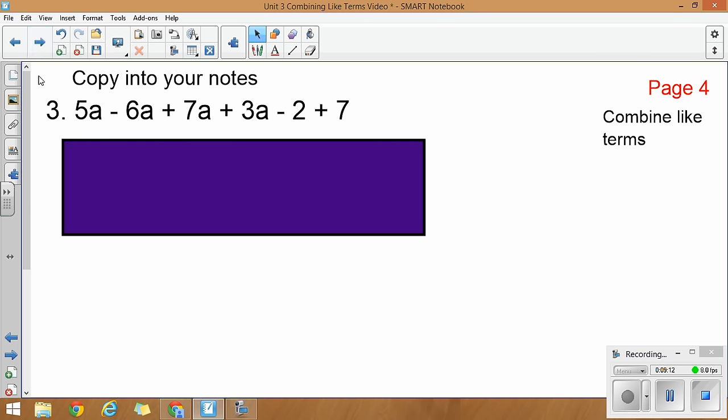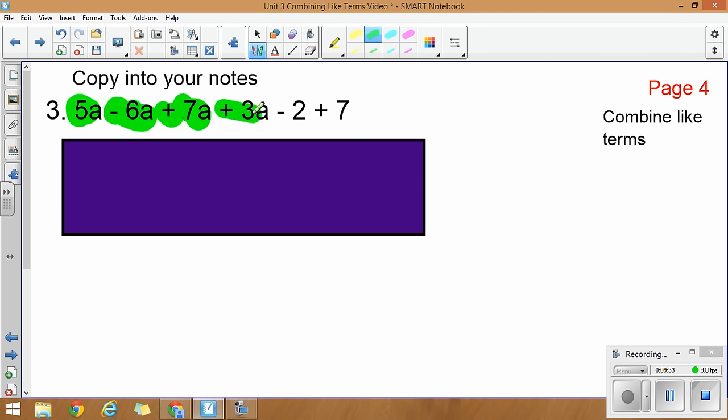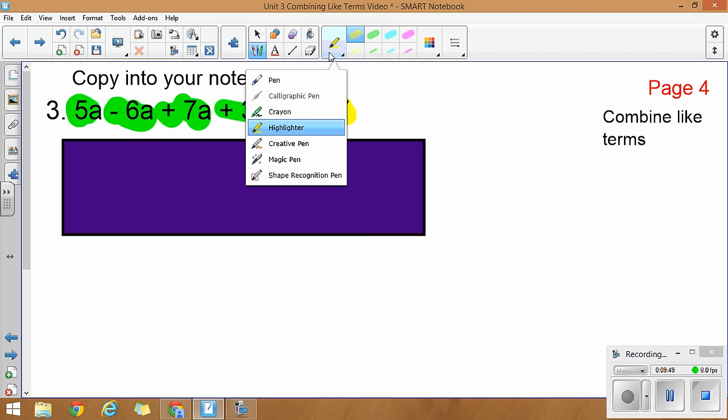And here's our next example. Copy this down on your sheet of paper. And what I like to do is go through all the terms and figure out which ones are like. So 5a is like minus 6a plus minus 7a, because they all have the variable a, plus 3a. So as we get further into this chapter, not all the a terms are going to be next to each other like they are now. Then if you notice, minus 2 plus 7, those are constants, so they're like terms to each other.